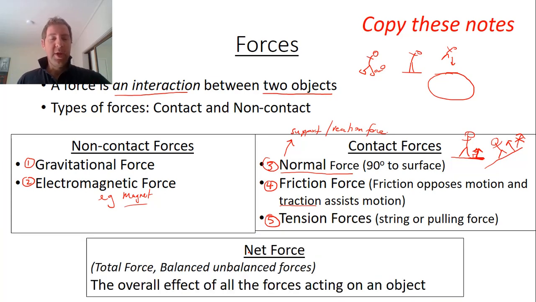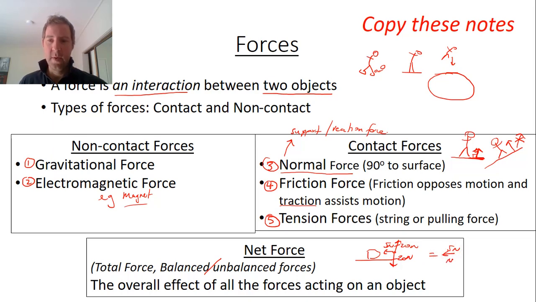The other term we're going to do is net force. Net force means total force, or could be meaning balanced or unbalanced forces. But I like using the term net force. So net means total. It's the overall effect of all the forces acting on an object. So if we've got an object here, we've got 20 newtons down and 20 newtons up and 5 newtons to the side. These cancel, and we're just left with a net force, in this case, of 5 newtons.